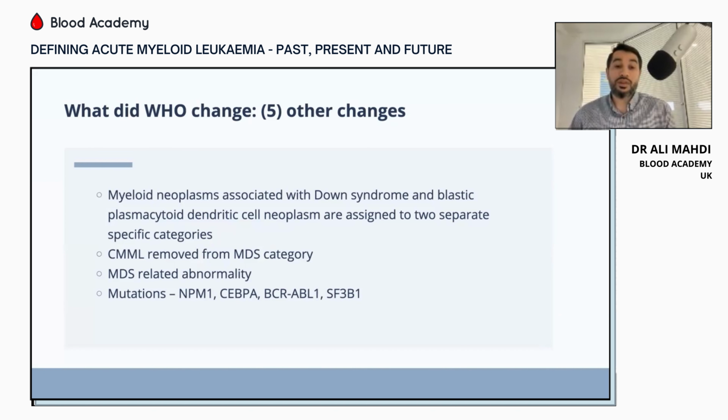There was a recognition of various MDS-related abnormalities, and there was an increasing recognition of various somatic mutations, which are related to the various different types of acute myeloid leukemia. So NPM1, core binding factor, BCR-ABL1, which is from the Philadelphia chromosome, and SF3B1, especially myelodysplastic syndrome and its association with ring sideroblasts.